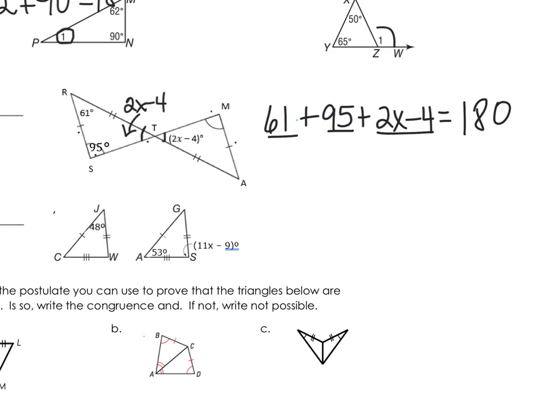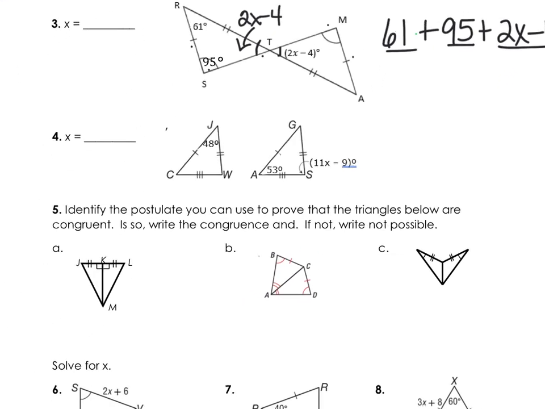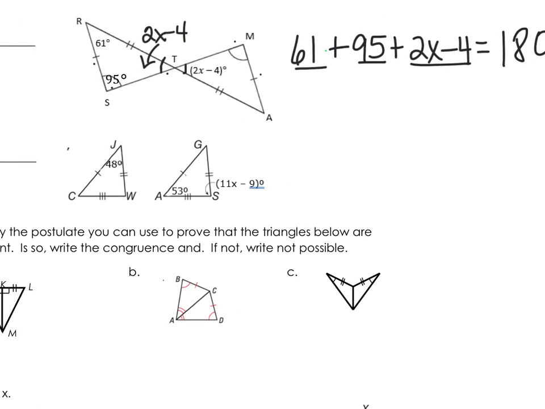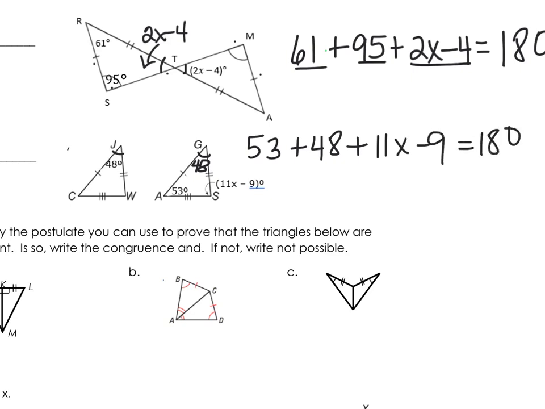We can do the same thing with this next problem. We know the two triangles are congruent by SSS, and so that means this angle G is congruent to that J, so it's also 48. And I can add all the angles up and set it equal to 180. 53 plus 48 plus 11x minus 9 equals 180. So here are my three angles, and they're all adding up to 180. And so then you can just combine like terms, set an equal, and solve for x.